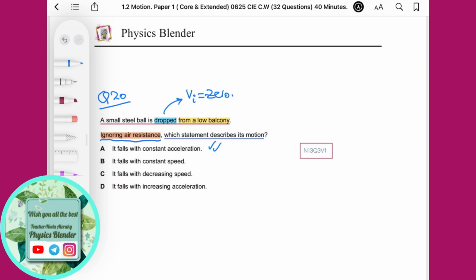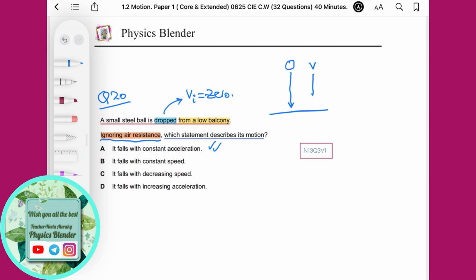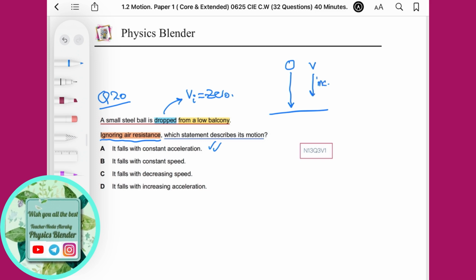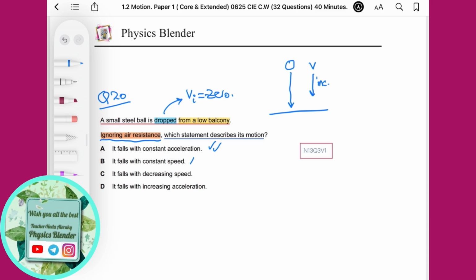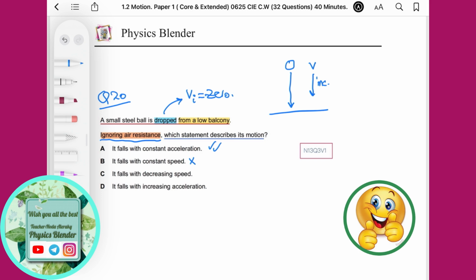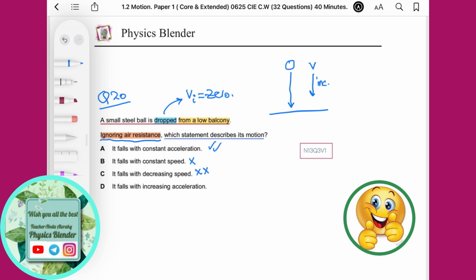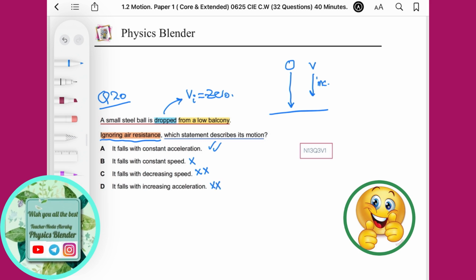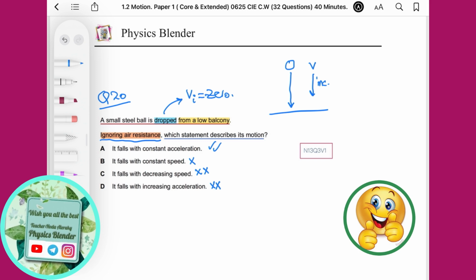It falls with constant speed. No, it will fall under the effect of gravity. Its velocity will increase gradually at a constant rate, which means constant acceleration. So this one is incorrect. It falls with decreasing speed. No, its velocity was 0 and it's increasing. It falls with increasing acceleration. No, the velocity increases, but the acceleration is constant.